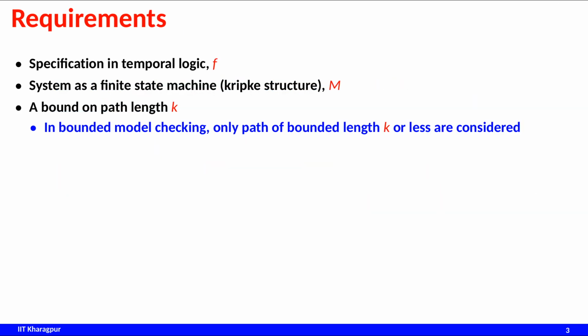So what are the requirements? Definitely we need the temporal logic formula which we would like to verify over a Kripke structure, which may be represented as M, and a bound on the path length K, and this is the new addition for bounded model checking. So what we do in bounded model checking is that only paths of bounded length K or less are considered to check the satisfiability of the given temporal logic formula.